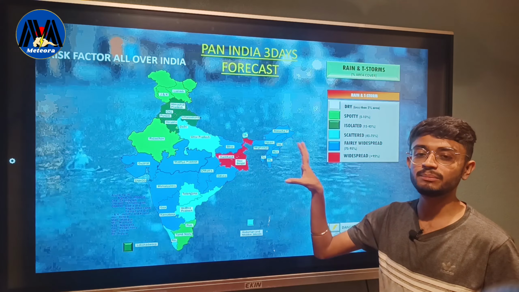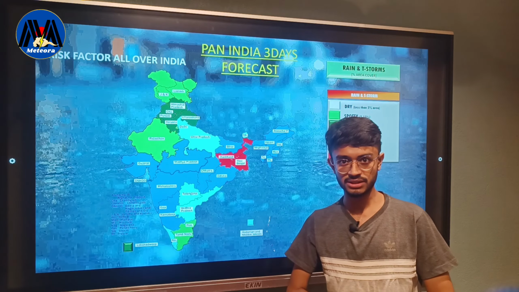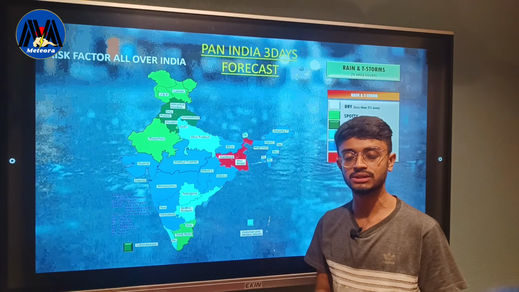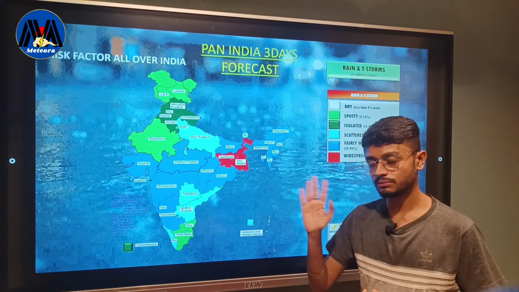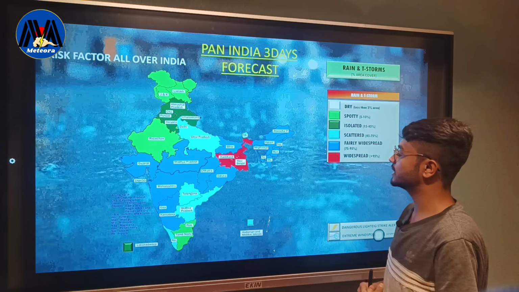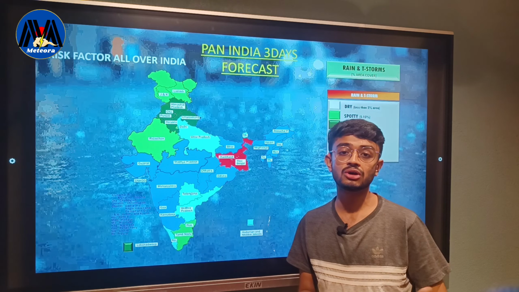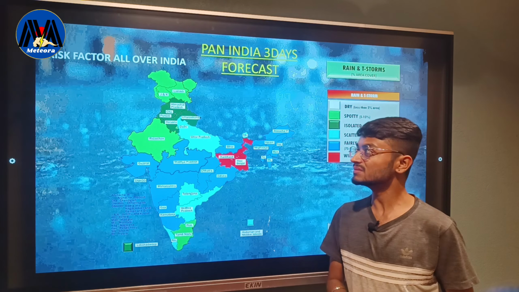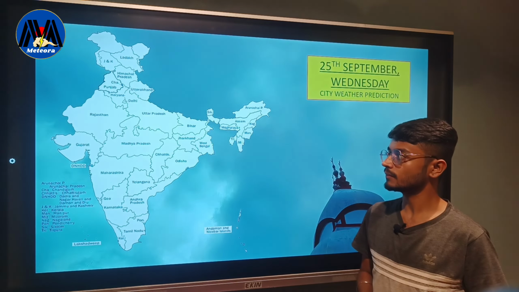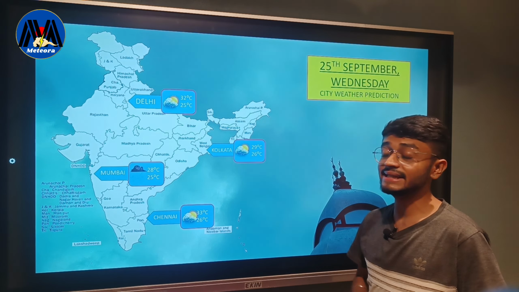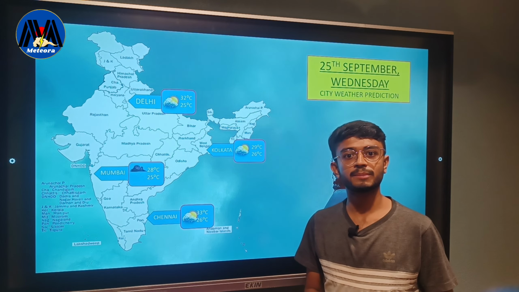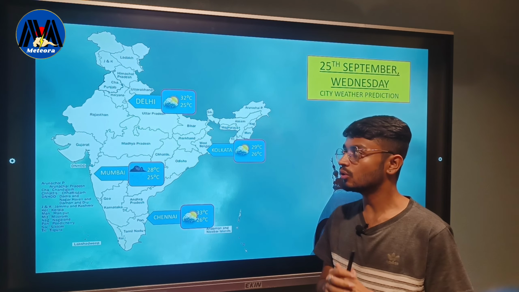Then a very big impact will be seen in the case of two states, which is a very important factor in this significant weather condition: West Bengal as well as adjoining Jharkhand, which is showing widespread rainfall with a tendency of plus 95% coverage. And then moving on to the next part, for the city temperatures and the current weather scenario of the particular cities, we will be going through.